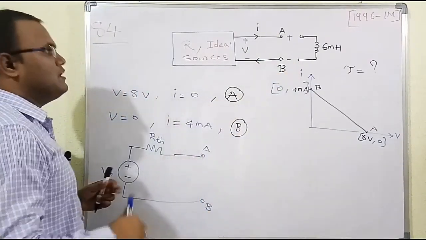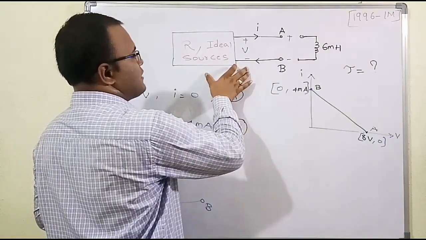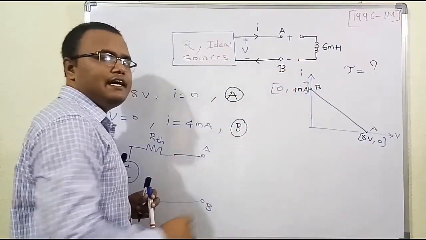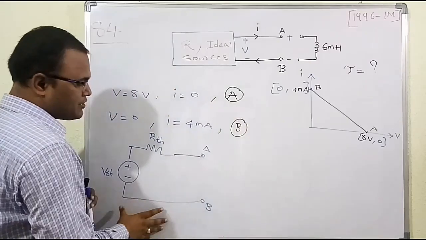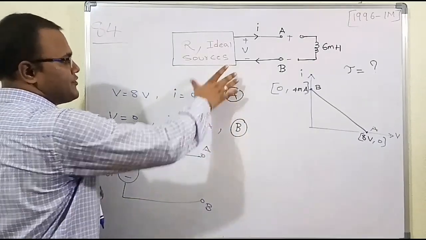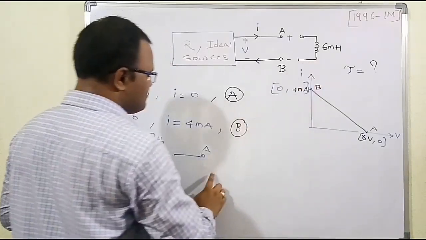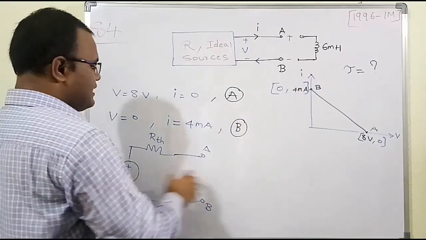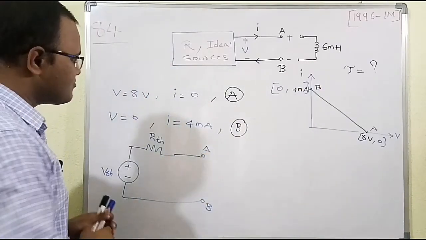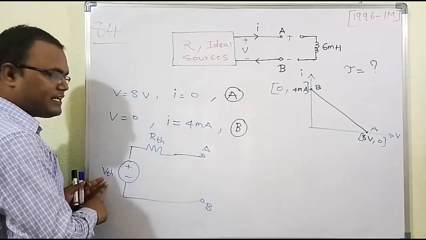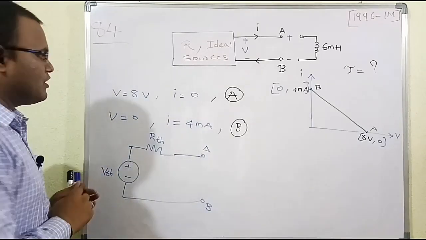Now for this network we are connecting a 6 millihenry inductor. Similarly, for the Thevenin equivalent circuit of this whole circuit, we are also connecting a 6 millihenry inductor, which I will connect later. So now we need to figure out VTH and RTH.